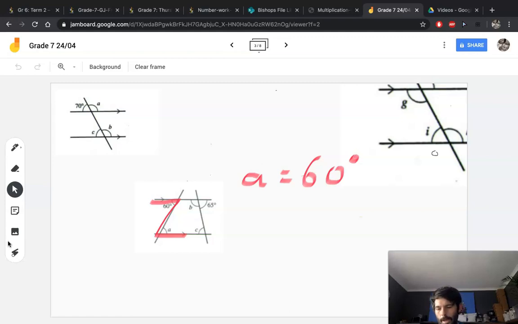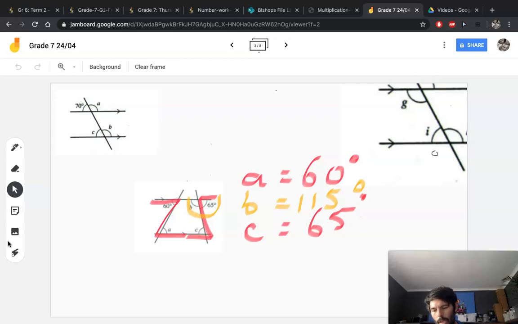All right. I'm then going to have a look at this angle here. C is going to be equal to 65 degrees again because alternate angles are equal. And then I can work out B because I know that angles on a straight line add up to 180, and those are my straight line angles. So 180 minus 65 is going to be 115 degrees.